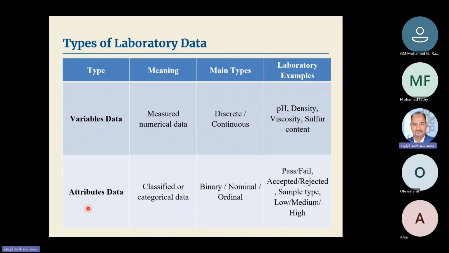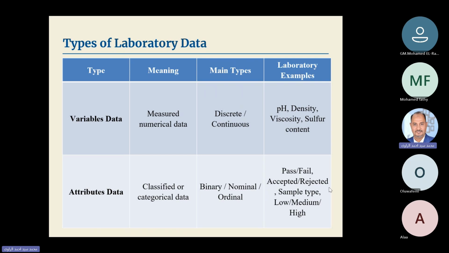Also, we have attributes data. Attributes data is categorical data. They can be binary data, nominal data, ordinal data. They are qualitative data like pass or fail, accept or reject, sample type. Binary data have only two possible categories or outcomes, maybe pass, fail, yes, no, conforming or non-conforming.